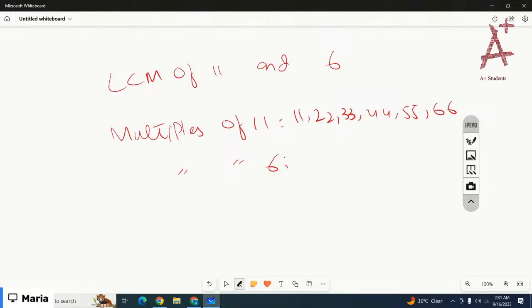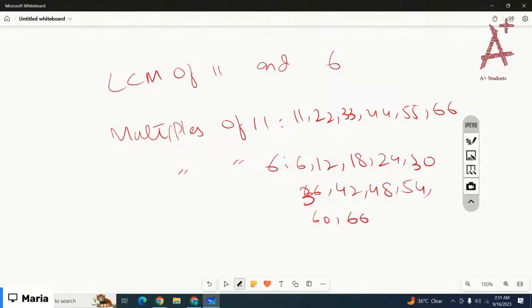Let's just write down the multiples of 6. 6 times 1 is 6, 2 is 12, 3 is 18, 4 is 24, 6 times 5 is 30, 6 times 6 is 36, 6 times 7 is 42, 8 is 48, 9 is 54, 10 is 60, and 11 is 66. So the least common multiple here is 66.